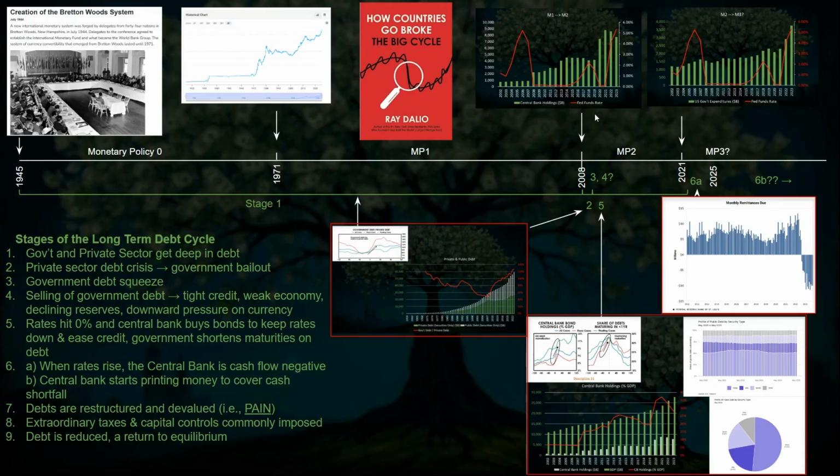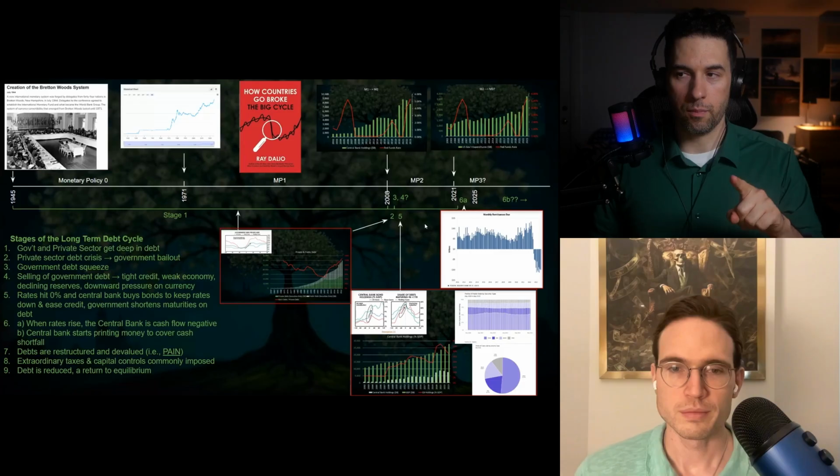And I wanted to make a point, but it feels like we are trying to get back to MP1. Let's talk about it when we get into it. We keep talking about lowering the size of the Federal Reserve balance sheet. Ultimately, it's an attempt to get back to MP1. But anyway, the last thing I want to try to convince you of is that we're in 6A.